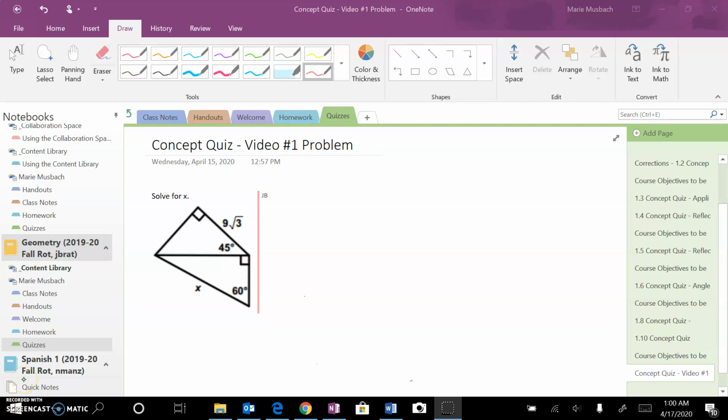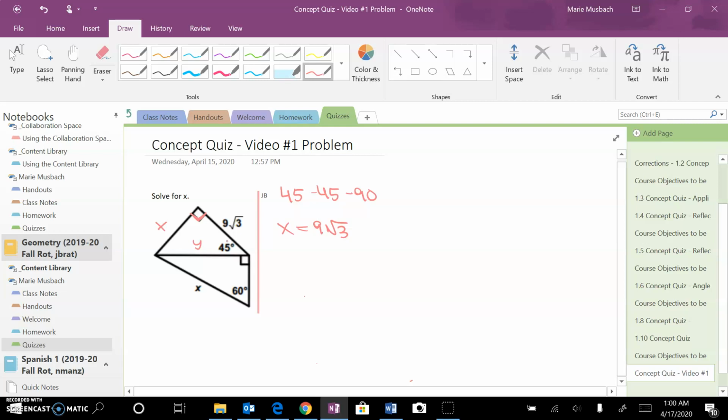Okay, hi Mr. Bratton. So first I'm going to do this triangle, which is 45, 45, and 90 because of the 90-degree angle, and then the two 45 sides are the same. Okay, so basically I'm going to call this x and this y, and the x would equal 9 to the square root of 3 because these are both 45 angles, so those two sides would be the same.